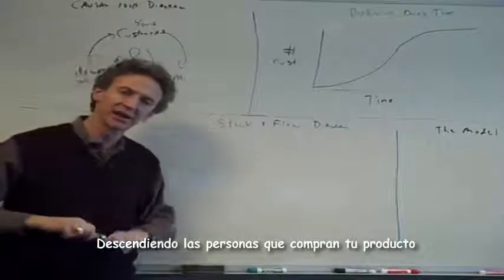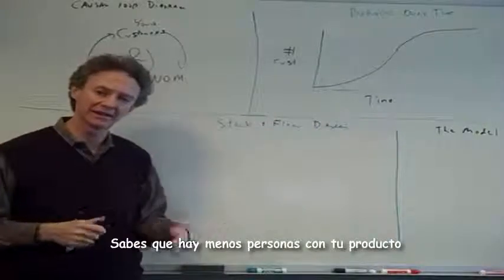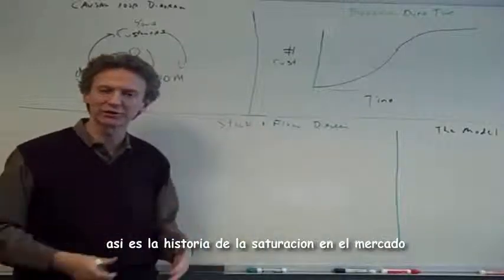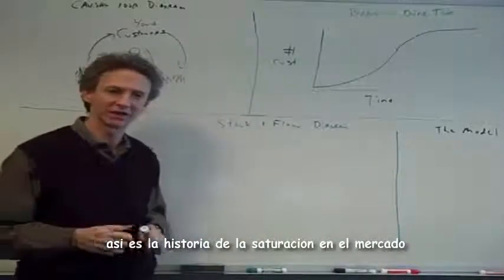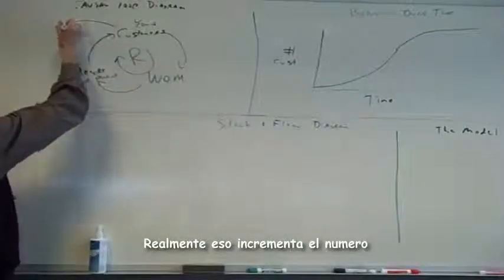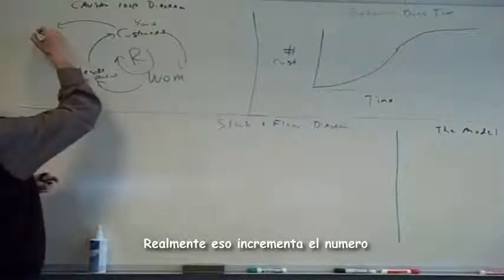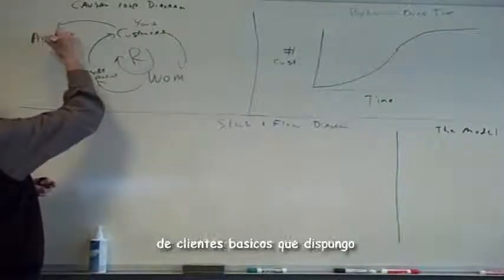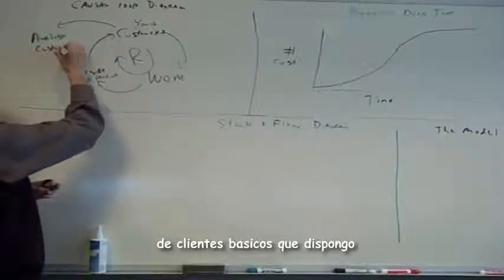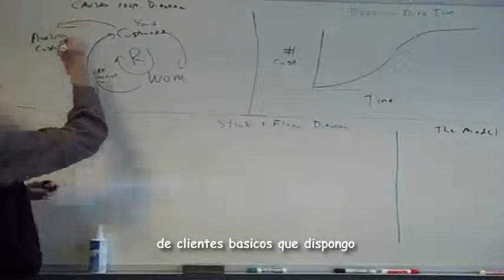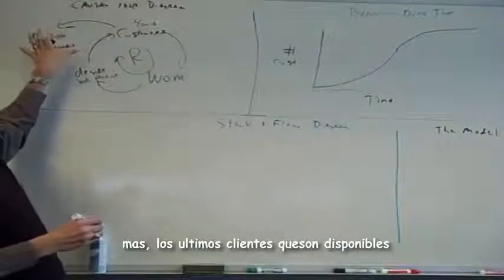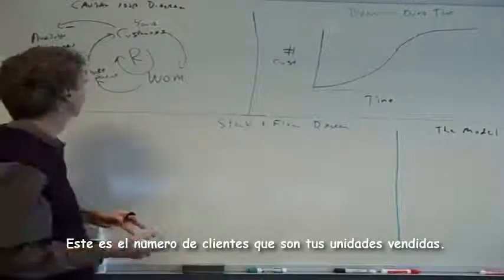Now, the downside of more people buying your product is there's less people that haven't bought your product. So that's the story of market saturation. And so the number of people that buy your product, the other loop really is that drives the number of available customers down. So that's basically a negative link. The more customers you have, the less customers are available for you to sell your product to.